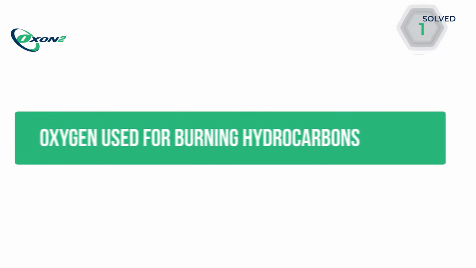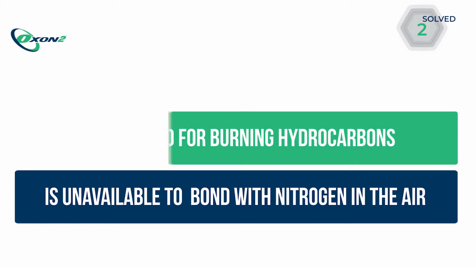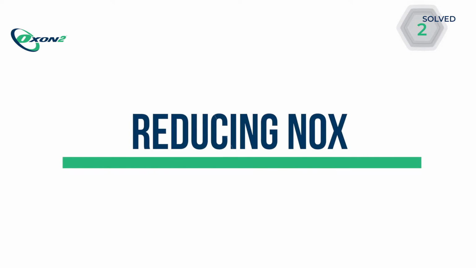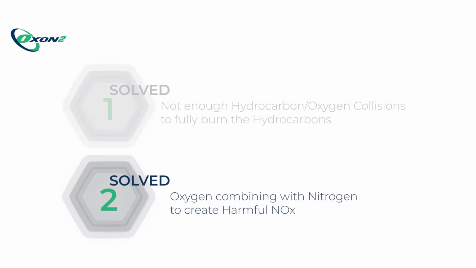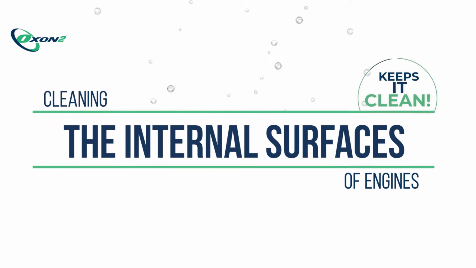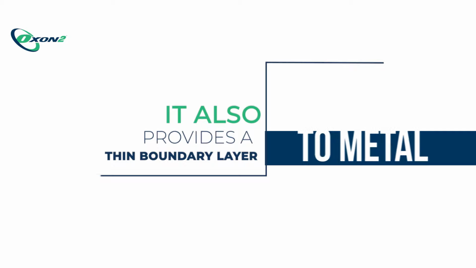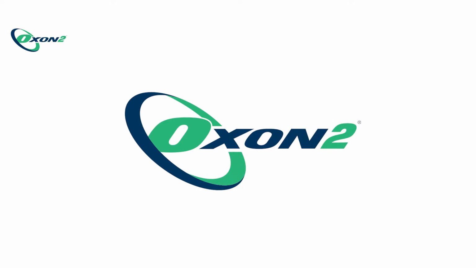It also means that the oxygen is used for burning hydrocarbons and is therefore not available to bond with the nitrogen. So way less NOx formation, which reduces the amount of energy used for its formation. This is the secondary way that Oxon 2 increases fuel efficiency. Also, polarized fuel dissolves built-up carbon deposits, effectively cleaning the engine and keeping it clean. It also provides a thin boundary layer to metal, which provides additional lubricity, further enhancing engine life.